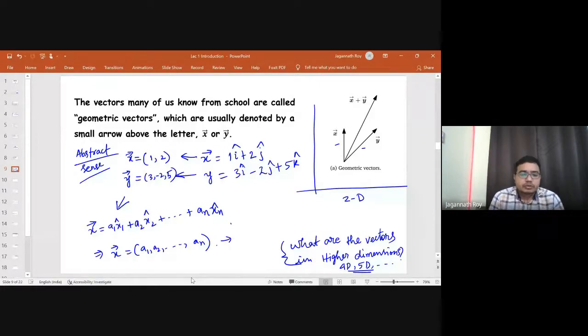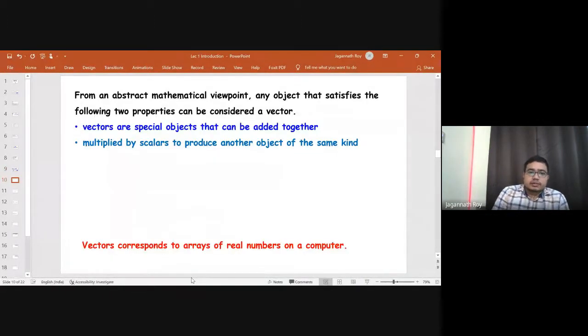In abstraction, because most real life problems are multivariable cases, there are variables. x1 is a variable, x2 is a variable, xn is a variable. Like here, i is a variable, j is a variable. Here we have three variables. Now, roughly speaking, from the abstract mathematical viewpoint, any object that satisfies the following two properties can be considered a vector. Vectors are special objects that can be added together.